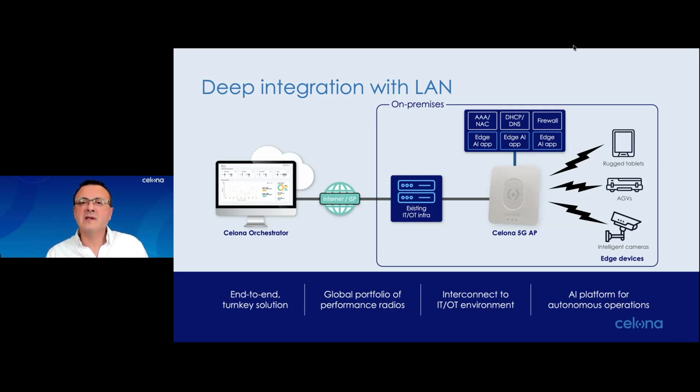Architecturally, the Celona access points become another access node in the LAN, and they connect into existing IT and OT infrastructure, while the control and lifecycle management of the cellular network is handled centrally through the orchestrator. This gives enterprises a deep native integration to the LAN, but also centralized orchestration for configuration, operations, and maintenance. The practical outcome is that 5G is fully integrated, no longer isolated, and provides full visibility and manageability from this orchestrator.